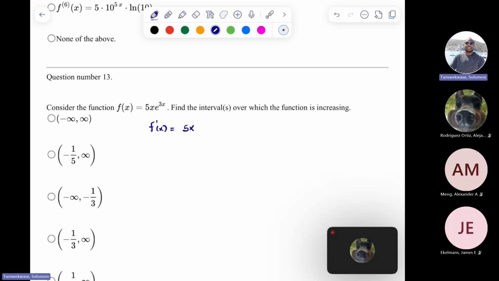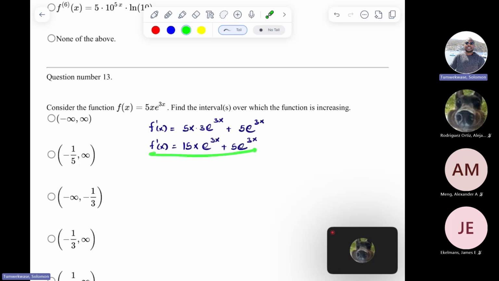Hold 5x, differentiate e to the 3x, which is 3e to the 3x, then plus hold e to the 3x, differentiate 5x, which is just 5e to the 3x, right? So I can say this is 15x e to the 3x, then plus 5e to the 3x. Remember, to get these intervals, I need to get critical points. Critical points are where our derivative is equal to 0 or where our derivative is undefined.